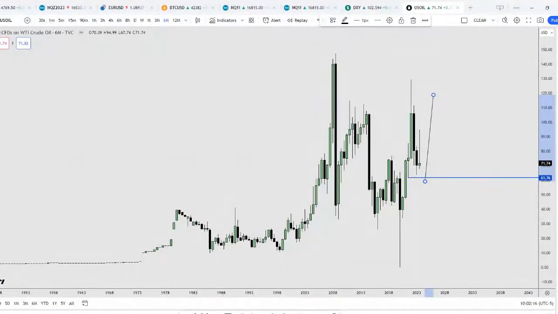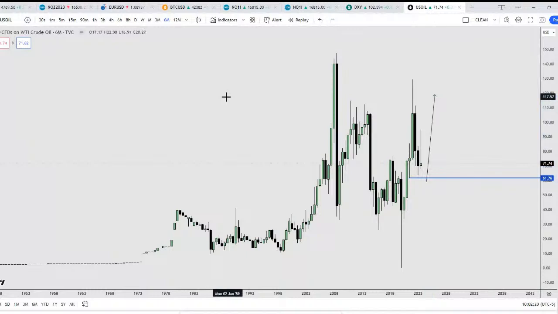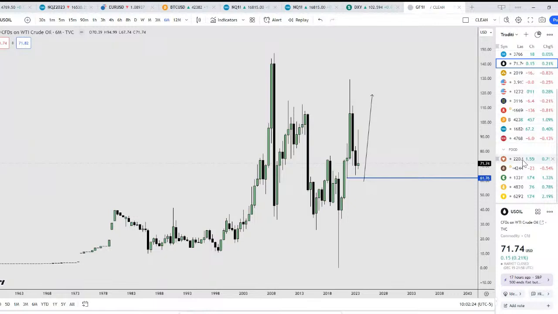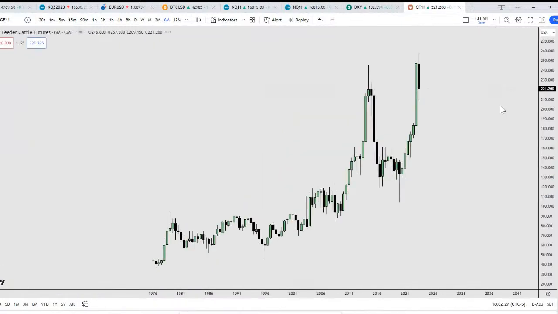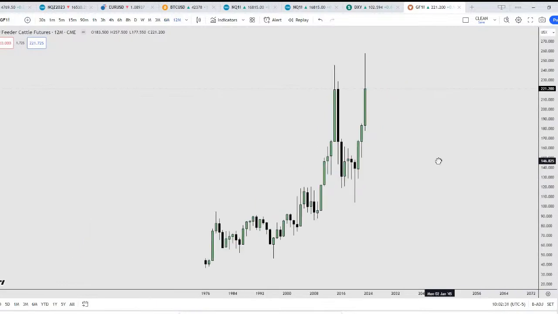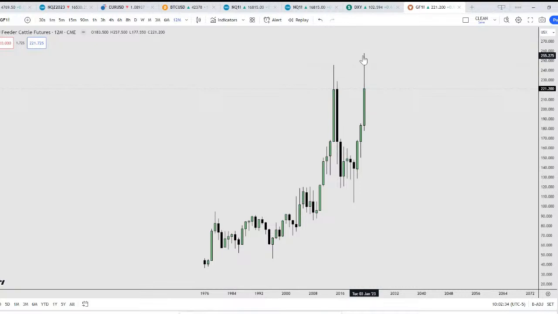Okay, next we have food. Let's go through food commodities. 12-month. Right, we have a stop hunt here. We might want to do some retracements, and if you use this, we might want to attack the highs again, right? If you use the projections.